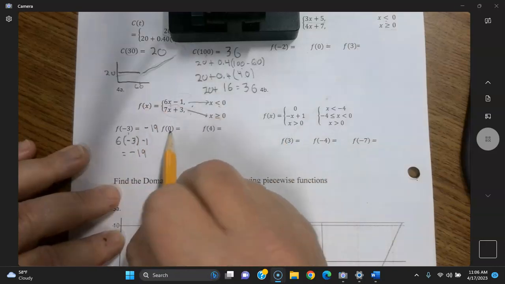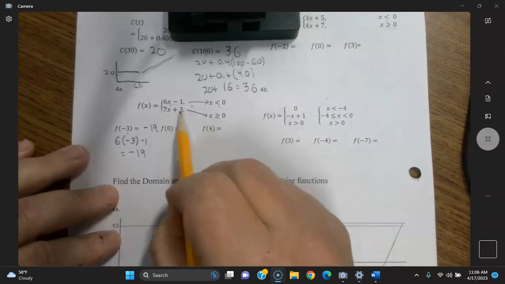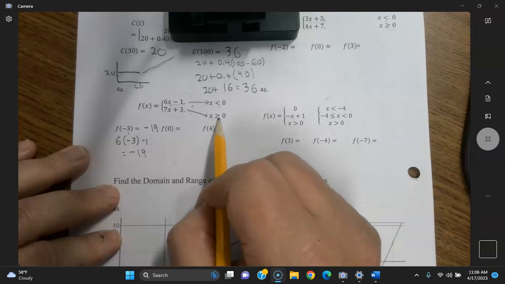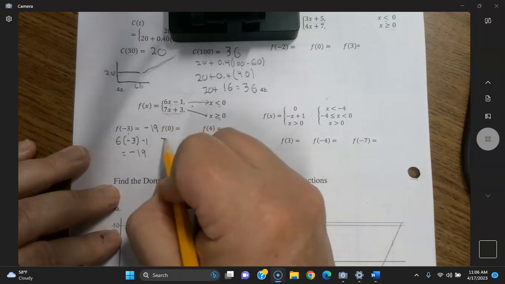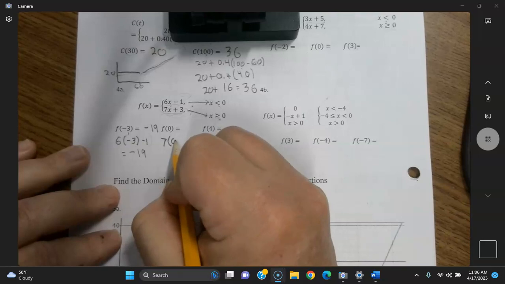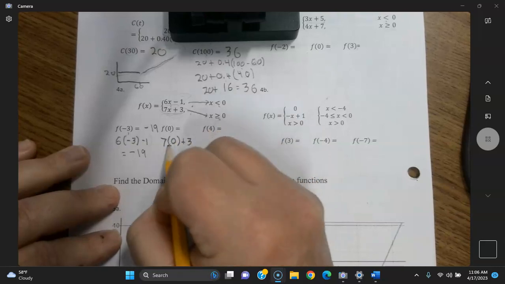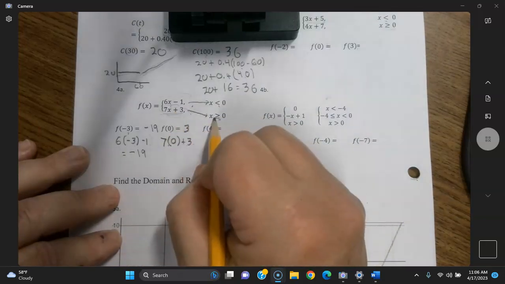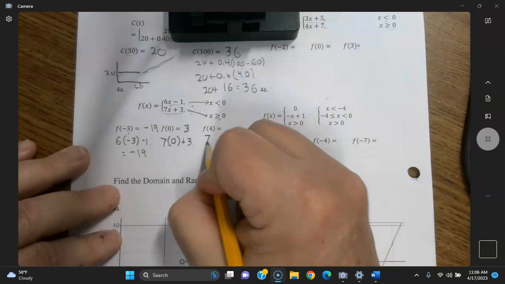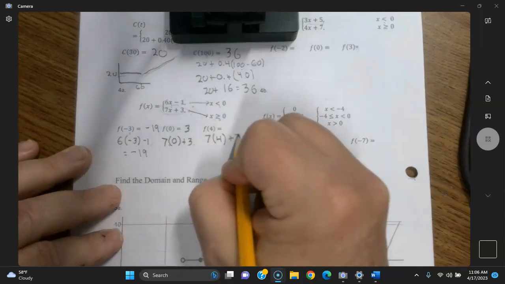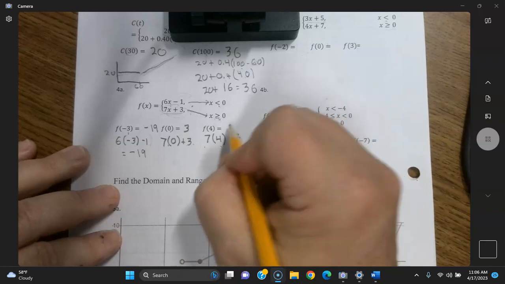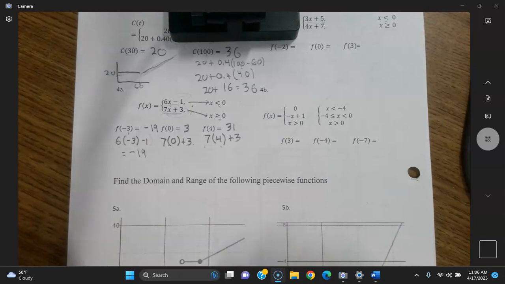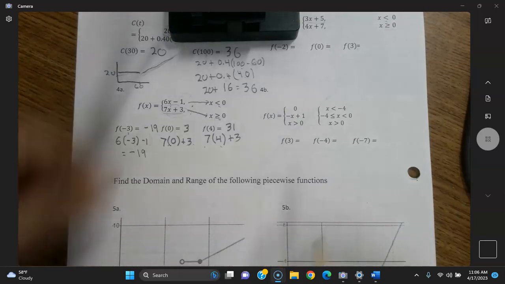How about if it's 0? Now be careful. If it's 0, it's got to go into the second equation because this means x is equal to 0 or greater than 0. So 0 is equal to 0. So it's going to go into the second equation. So 7 times 0 plus 3. That's 0 plus 3 is going to give you 3. This one is 4, so it's also going to go in the second equation because it's greater than 0. 7 times 4 plus 3. So that's 28 plus 3 is 31. And that's how you do these. They're not really that hard. Okay? So you just have 2 of those to do.